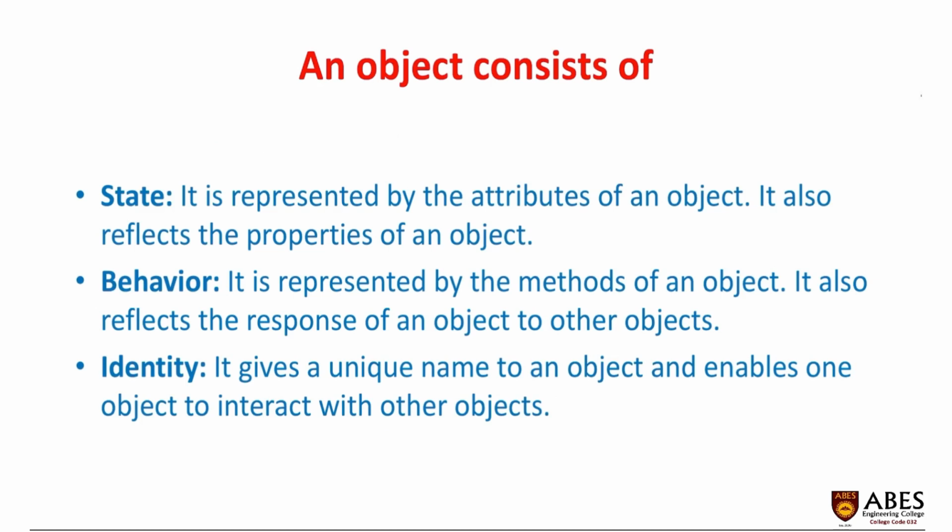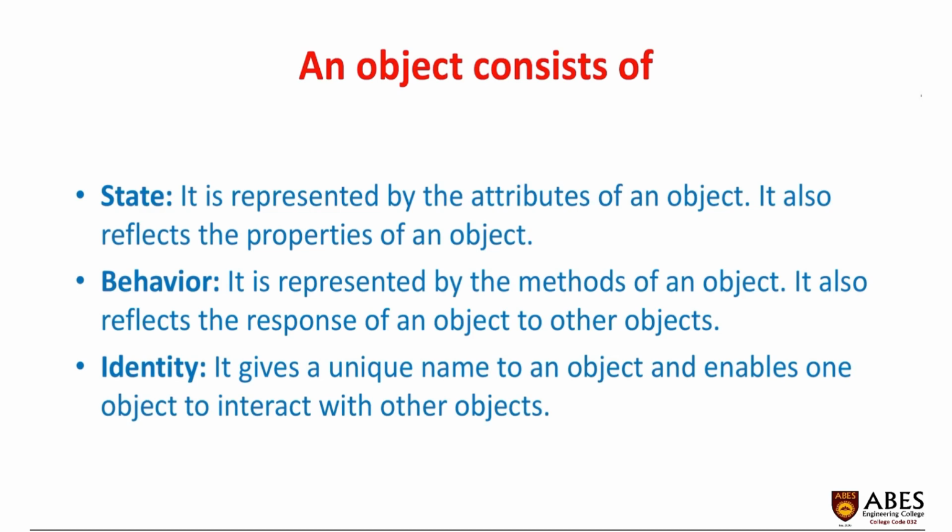The class is a collection of objects, and objects have characteristics like state, behavior and identity. It means objects have 3 characteristics. First is state. State is represented by the attributes of the object, and it reflects the properties of the object, like a pen. We use a pen to write. This is a property of the object. Behavior is represented by the methods of an object, and it reflects the response of the object to other objects. How one object responds to another object is called behavior.